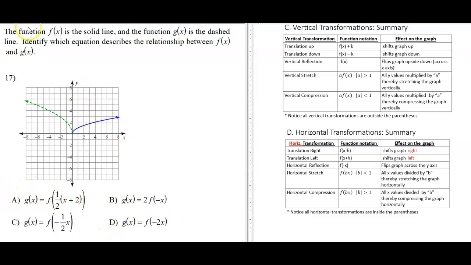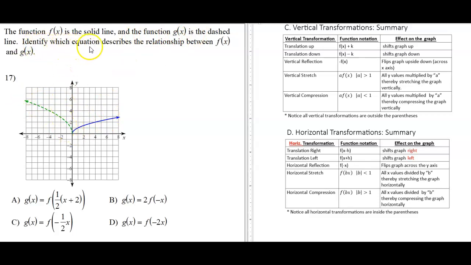So let's go ahead and read these instructions here, because these instructions are kind of strange, and so I'm going to give you a way to interpret those so it'll make it a little bit easier. But let's read what it says. The function f is the solid line, or in other words, the blue line, and the function g is the dashed line, the green one here.